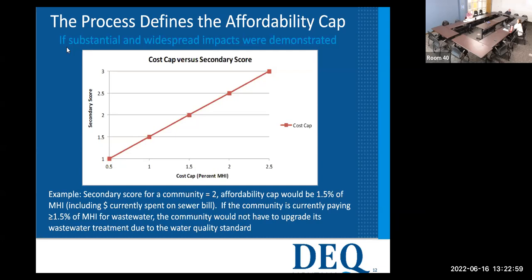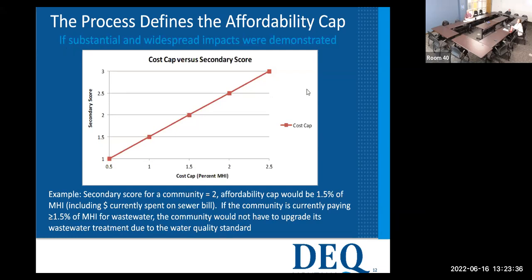The secondary score, which I mentioned earlier, is comprised of those different socioeconomic factors such as poverty rate, median household income, and how many fees, etc., the community is already bearing. That's on the y-axis, the vertical axis. On the horizontal axis is the cost cap that the community would be expected to pay for wastewater treatment based on the other score. Here, I have 2 examples to explain how this works.